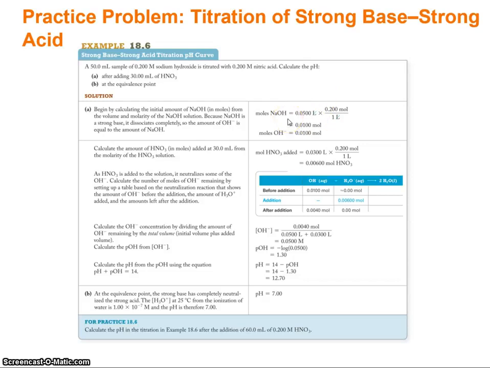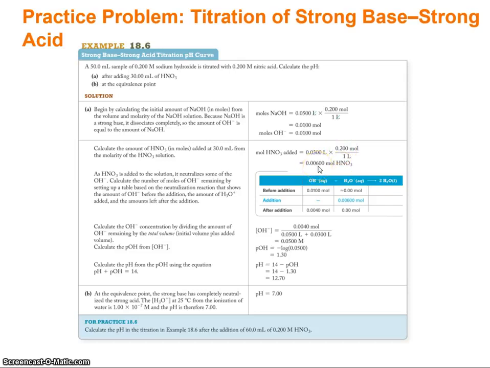Well, the first thing I need to do is figure out how many moles of each I added. I've got 50 milliliters of sodium hydroxide. I'm going to convert that into moles of sodium hydroxide, so 50 milliliters or 0.05 liters times the concentration of 0.2 moles per liter gives me 0.01 moles of sodium hydroxide. For the nitric acid that I've added, it's going to be 0.03 liters, so 30 milliliters of 0.2 molar nitric acid, so 0.03 liters times 0.2 moles per liter, 0.006 moles of nitric acid.